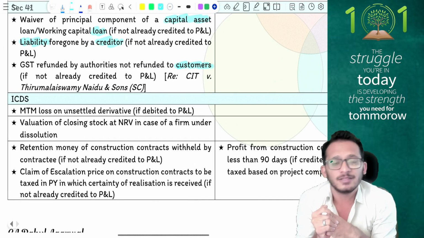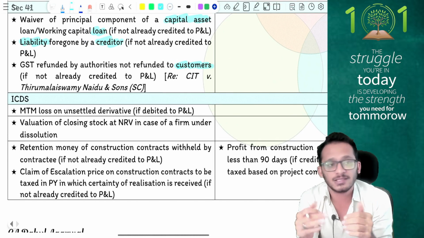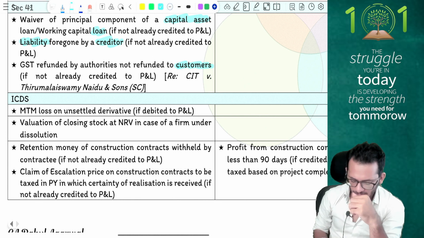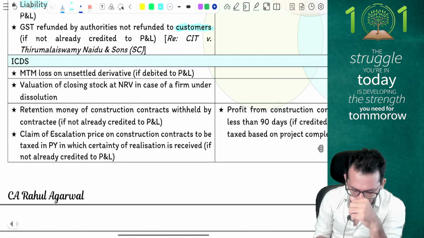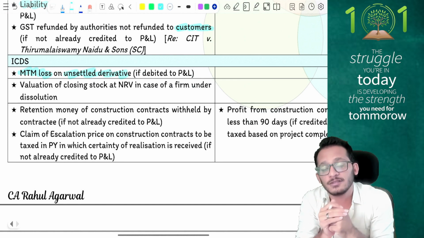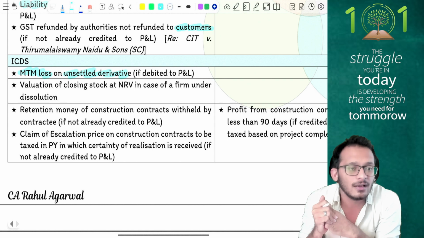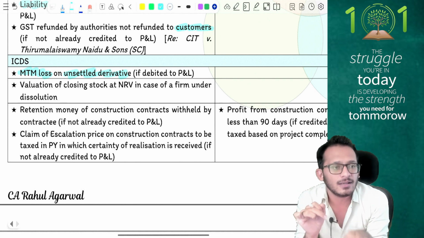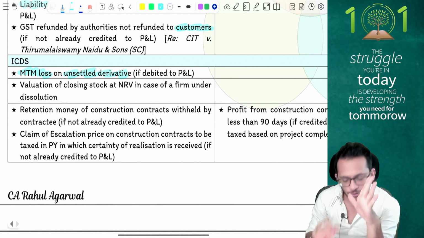Now, some other adjustments not relating to PGBP but coming from the PGBP chapter. First thing called as ICDS adjustments. Income tax comes and says when it comes to ICDS 1, if there is any kind of MTM loss which is taken on unsettled derivatives, then in that case that MTM loss is notional in nature and therefore has to be disallowed. So therefore, please disallow those kind of expenditures from your P&L. You will not be able to claim it as a deduction.